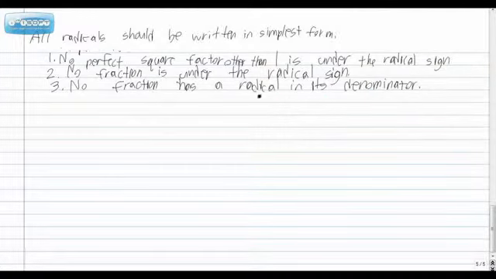Working with geometric means may involve working with radicals. Radicals should always be written in simplest form. This means writing them so that, number 1, no perfect square factor other than 1 is under the radical sign. Number 2, no fraction is under the radical sign. Number 3, no fraction has a radical in its denominator.